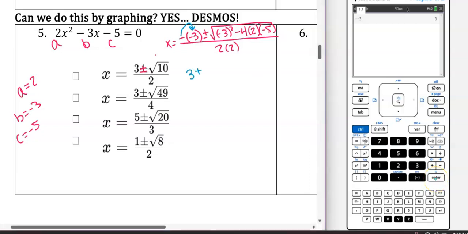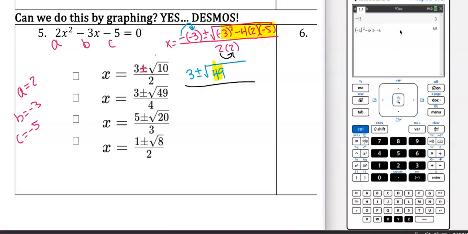plus 3 plus or minus. Now the square root, what's nice is you can just type everything inside of the square root like so to turn it into a normal number. So everything that was under the radical, I just typed in, and that turned into 49, all divided by 2 times 2, which is 4. So here we can see our answer is our second option.